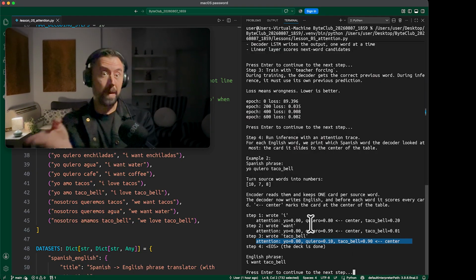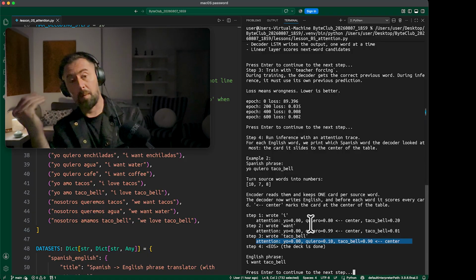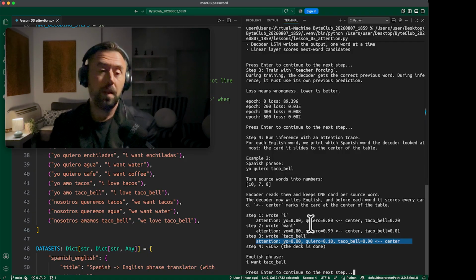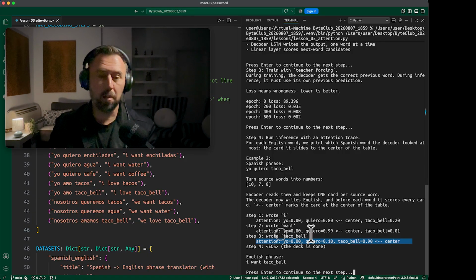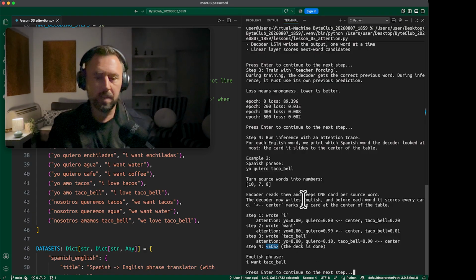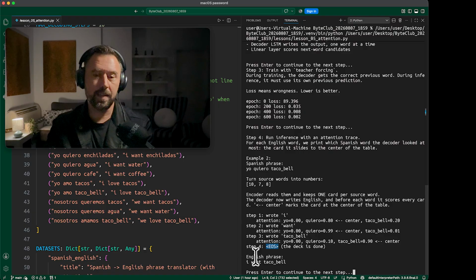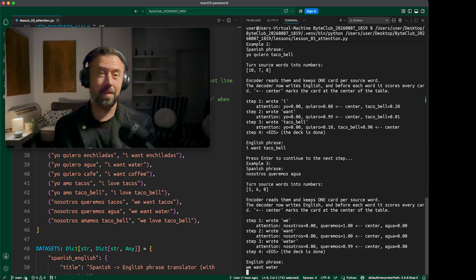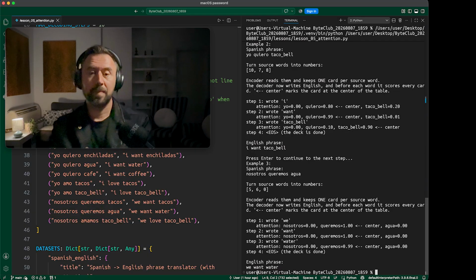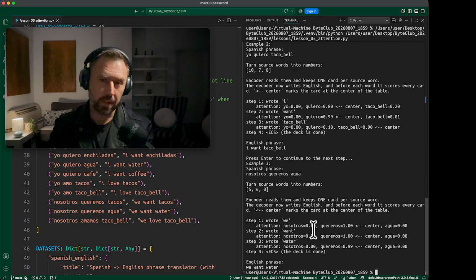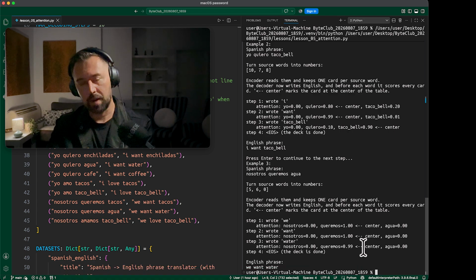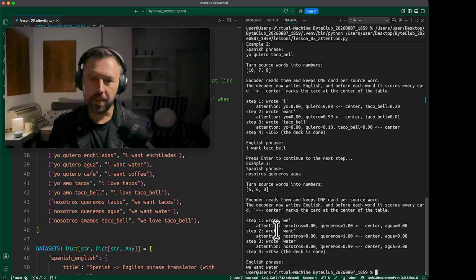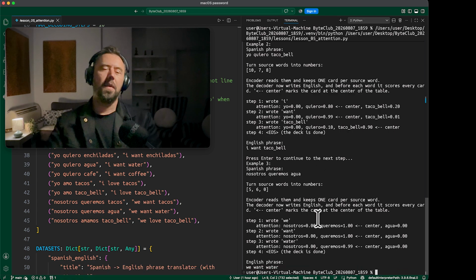Right, so there's softmax, which means it's from 0 to 1, and it's some long decimal, which is kind of like a percentage if you think about it. And then EOS here means end of sentence. And it translates Yo quiero Taco Bell into I want Taco Bell. So we just did it and it worked. It's pretty impressive. And it does the same thing for nosotros queremos agua, which means we want water. Okay, and then you can just go through all that.